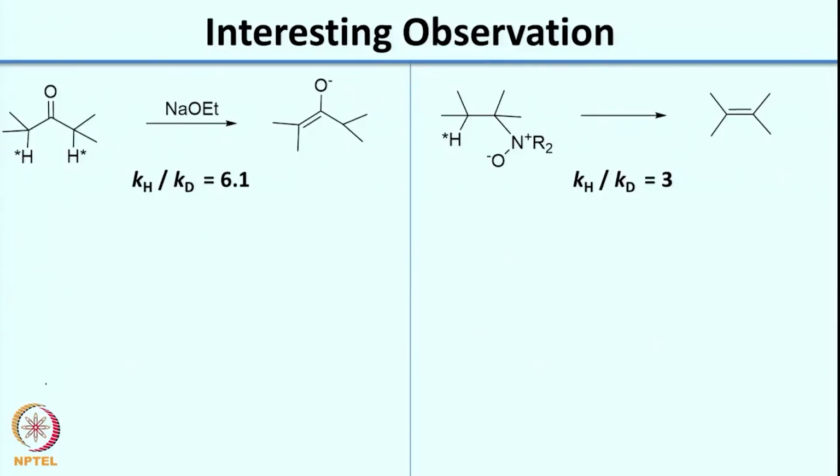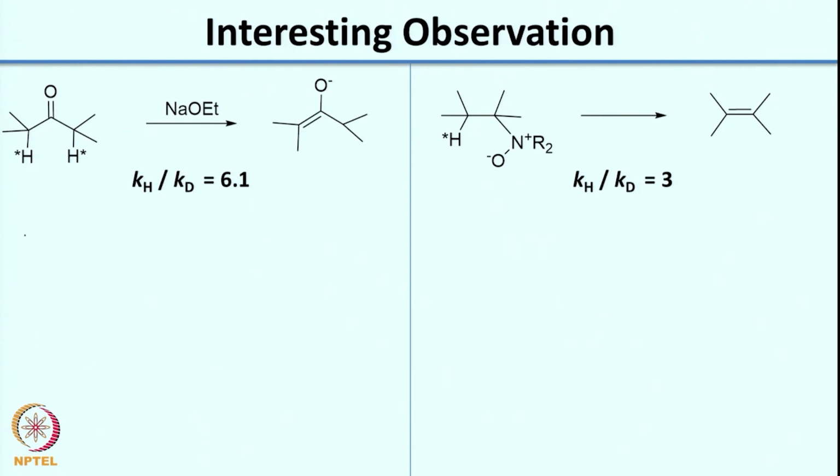Alright, so let us see if you were able to get a solution for this. This is quite challenging, so it might not be very obvious for you as to why there is a lower Kh over Kd for the second reaction. So let us see if your answer is correct.